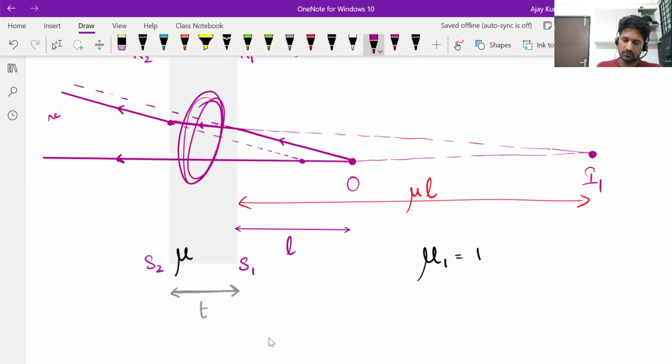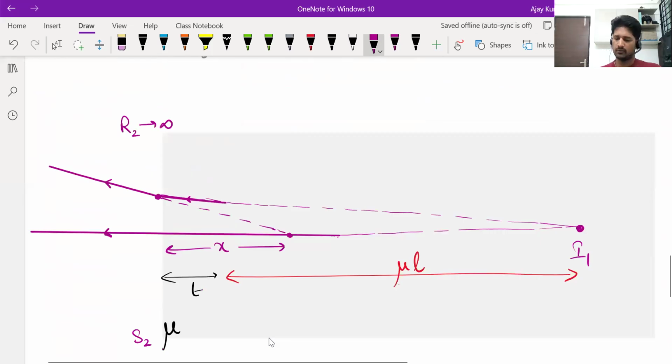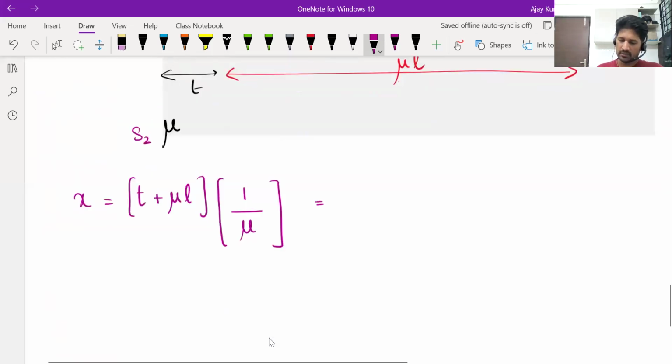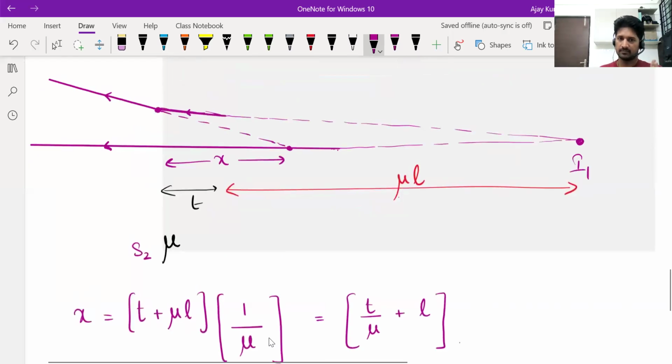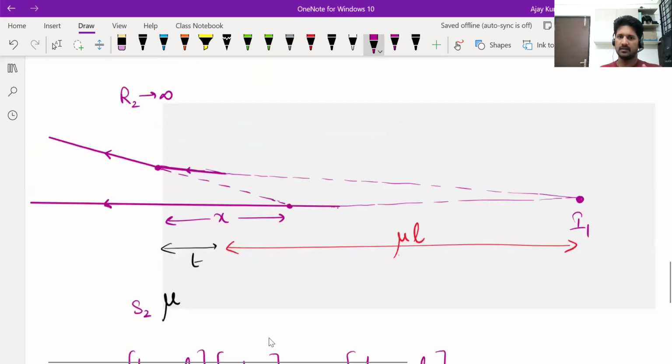So for surface S2, these are the refracted rays. These are the incident rays for S2. So mu1 will be that of glass, mu2 will be that of air. So it becomes 1 by mu. Effectively, the answer you get will be T by mu plus L. That is the distance from where? That is the distance from the first surface. That's where the final image forms.